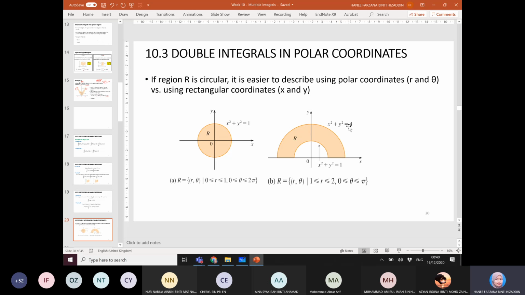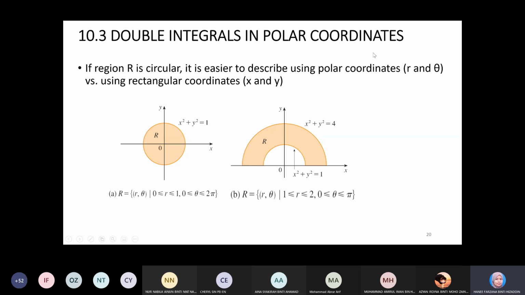Right, so now we want to do the double integrals in polar coordinates. If a region R is circular or some part of a circle, a section of a circle, it is easier to describe using polar coordinates, i.e. in terms of r and theta, instead of using the rectangular coordinates, i.e. in terms of x and y.